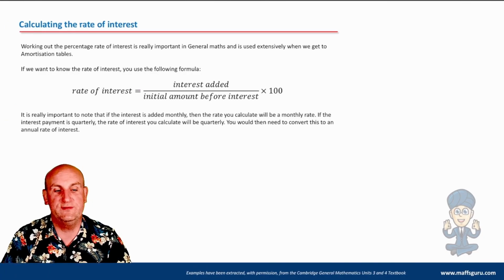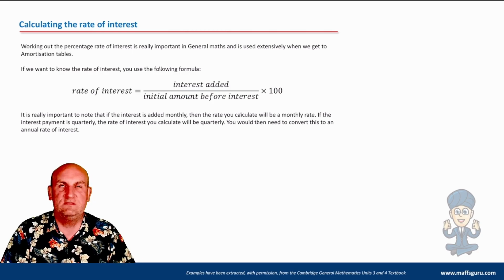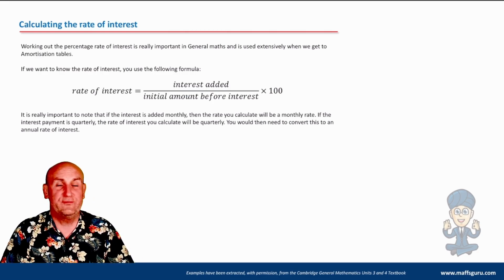Now, calculating the rate of interest. This becomes massive in amortization tables, which is basically chapter 8, exercise C, until they change the book around again. So hopefully for the next 4 years will be good.